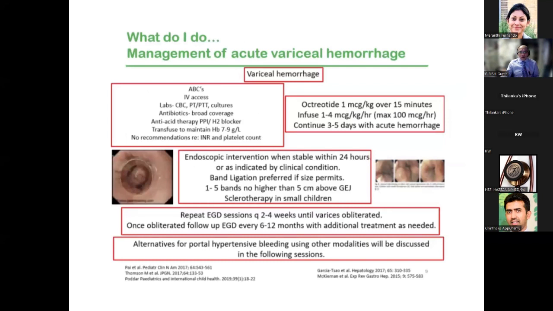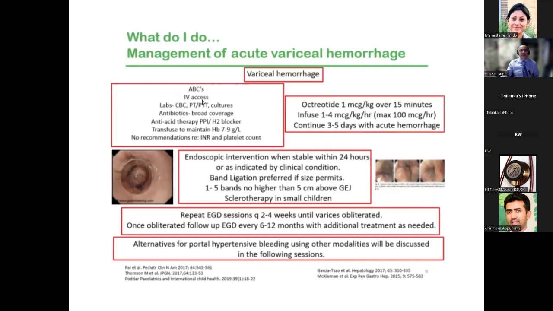So if a child presents to you with an acute variceal hemorrhage, what do you do immediately? That is a medical emergency. A variceal hemorrhage can be either vomiting of blood or black-colored stool. Both have the same degree of medical emergency that you need to tackle. So your initial ABC is important.